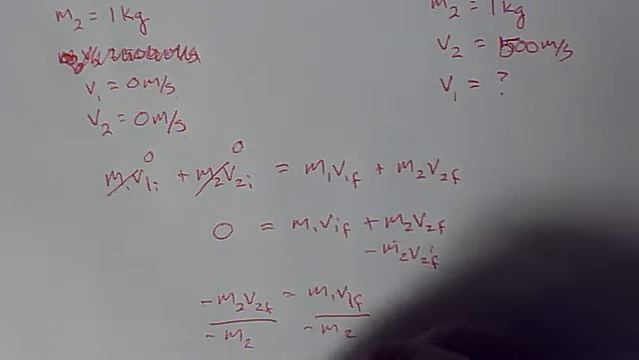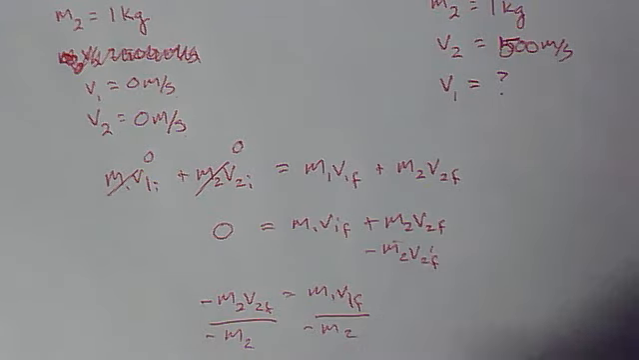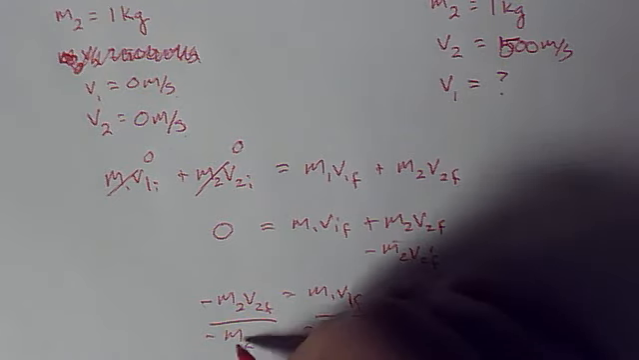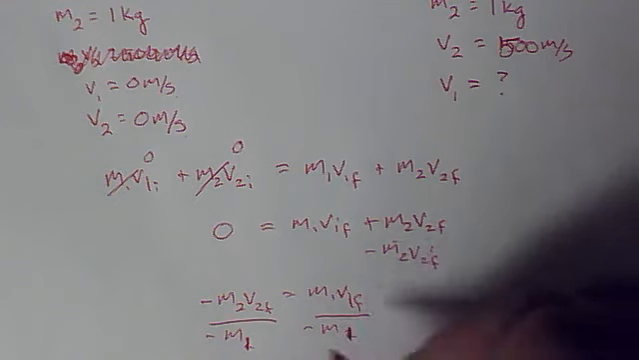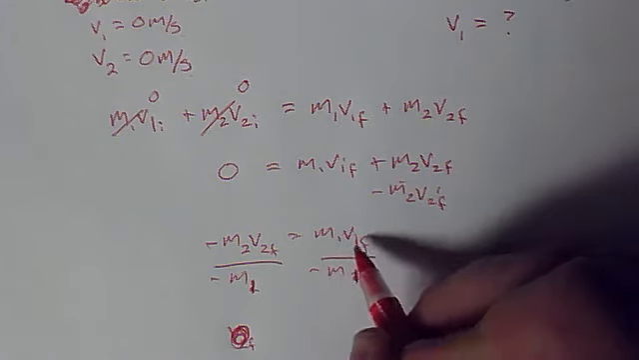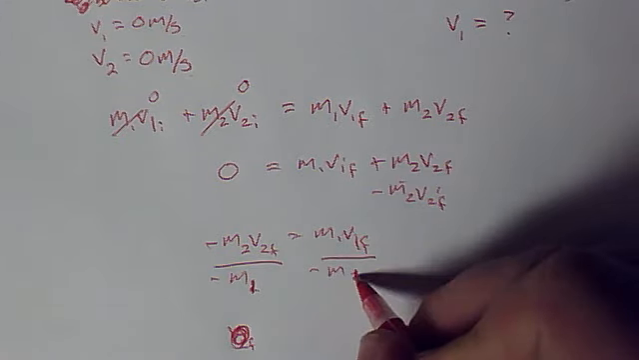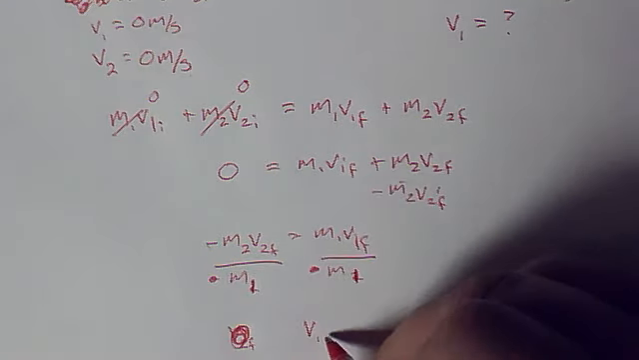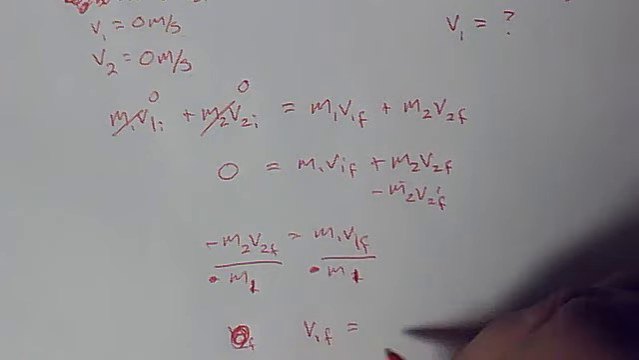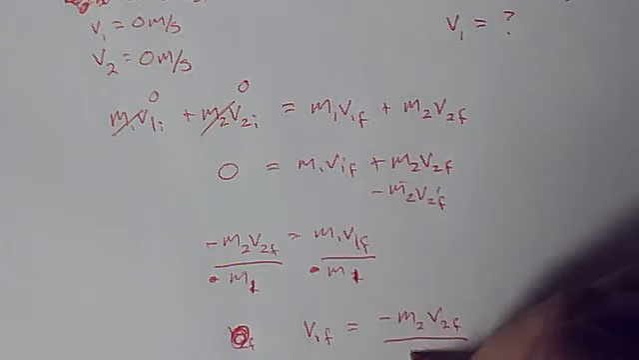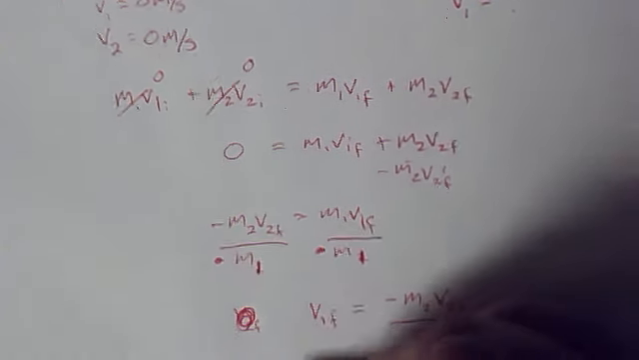Okay, I did that wrong, I want to do it the other way around. I want to solve for v1f. Sorry, I'm solving for this side. Sorry, it's been a long day. So I'm solving for that side, so I divide by m1 on both sides, and that gives me v1f equals negative m2 v2f divided by m1.